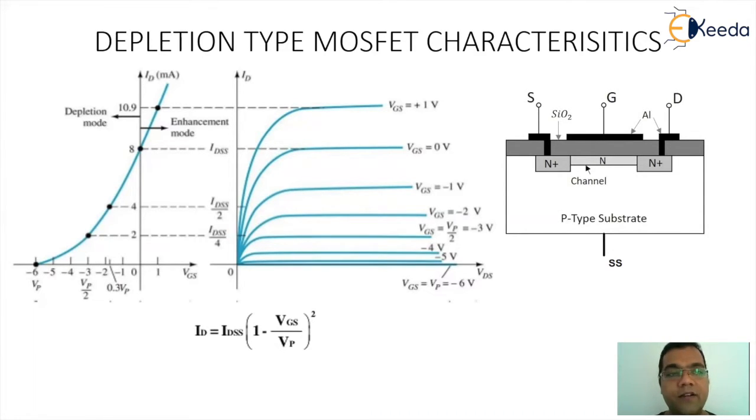So that's the reason when you see the adjacent graph, you can clearly observe the characteristics of current ID versus the input voltage VGS, where when the VGS is 0, you get the maximum current corresponding to the device, that will be IDSS. And as and when the VGS goes more and more on the negative side, the current will keep on depleting, and at one particular point, the current value will go to 0. Now this is basically the depletion mode of the device.